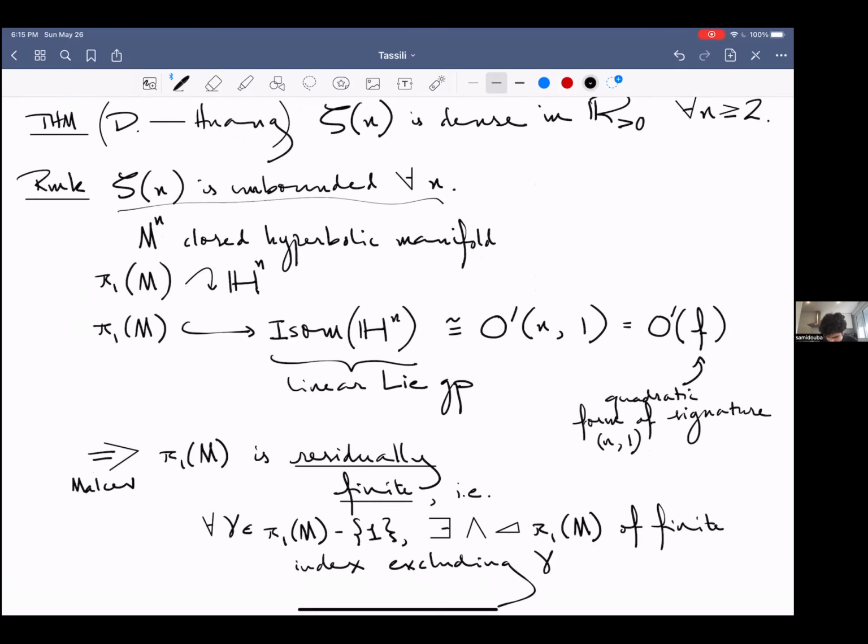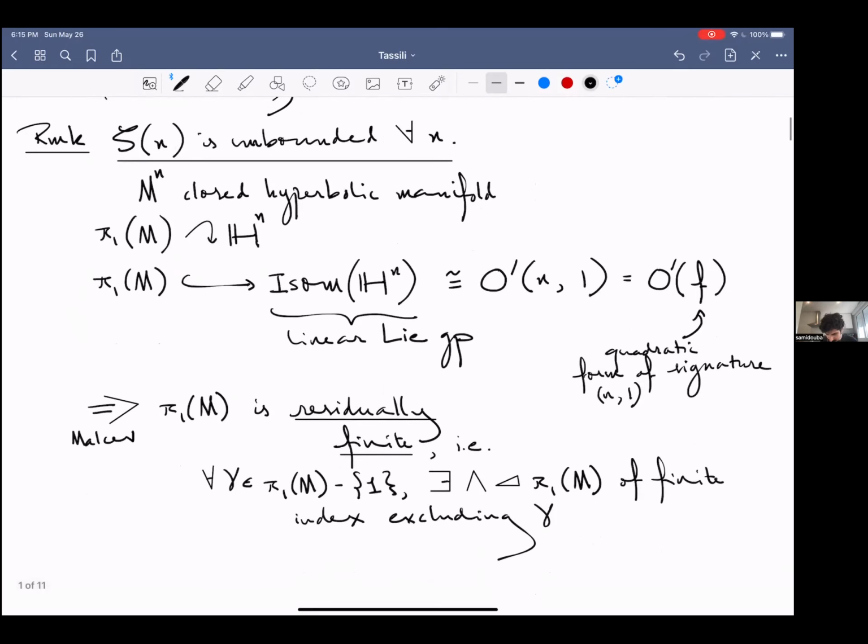Well, the point is that if I have a closed hyperbolic manifold, given any positive number L, there are only finitely many closed geodesics of length at most L in the manifold. And these closed geodesics correspond to conjugacy classes, so a finite set of conjugacy classes in the fundamental group.